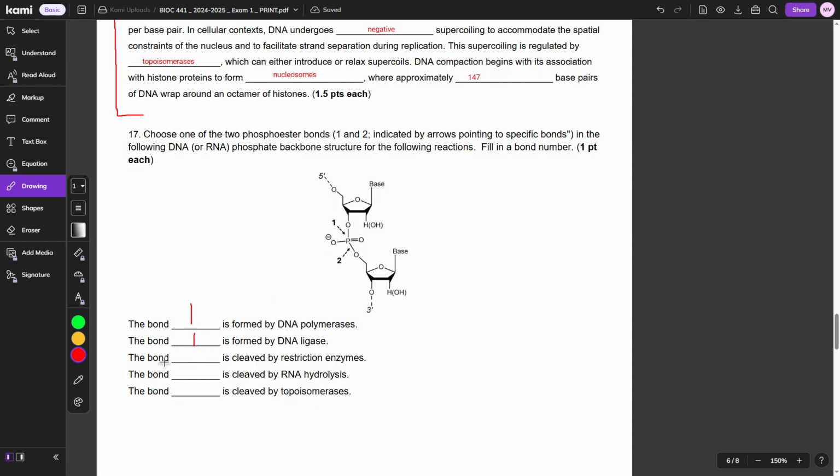The bond blank is cleaved by restriction enzymes. Again, it's the same thing, right? The restriction enzyme just cleaves this bond here.